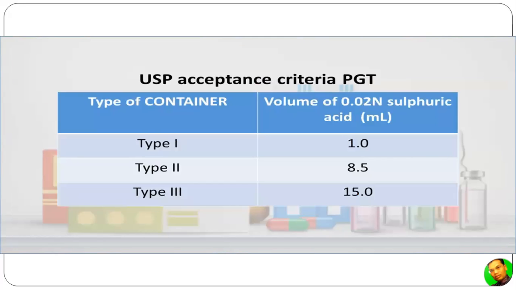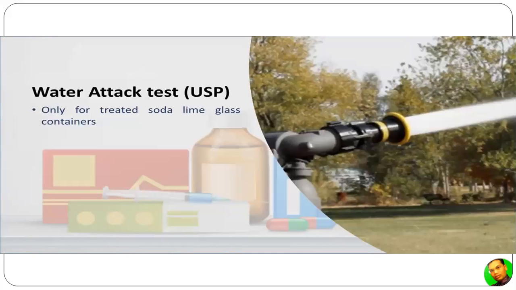The USP has given this particular acceptance criteria for the powdered glass test. The powdered glass test is official in the United States Pharmacopoeia, whereas the hydrolytic resistance test is official in the Indian Pharmacopoeia. Based on the type of container, type 1, type 2, type 3, the volume of 0.02 normal sulfuric acid required per ml is 1.0, 8.5 and 15.0.